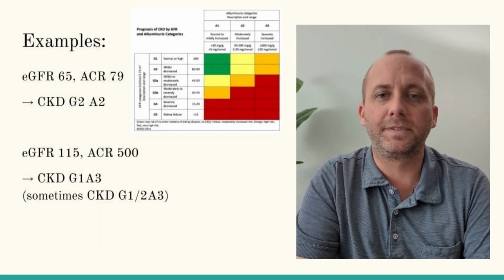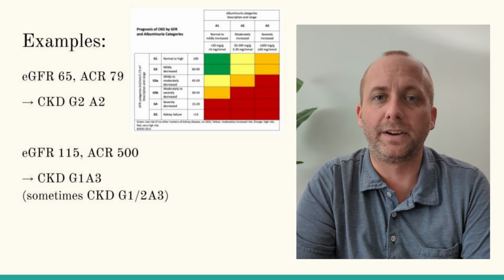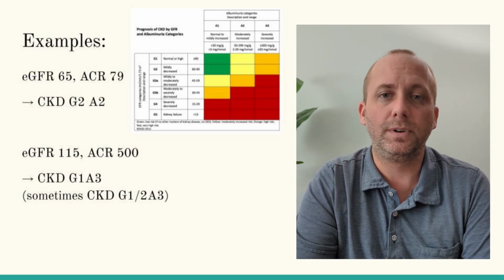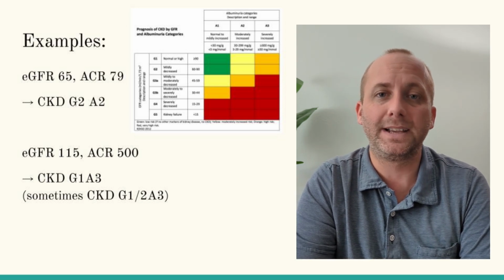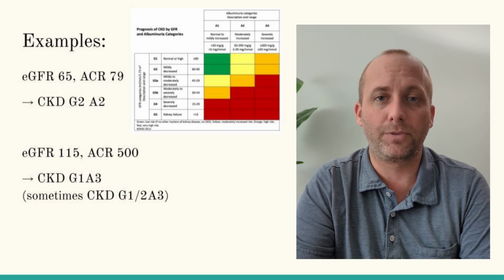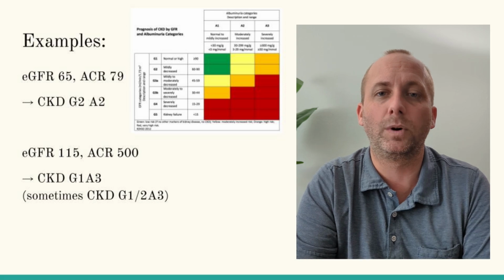So some examples of how you might see this reported. We have, for example, a patient with an eGFR of 65 and an ACR of 79. That would be CKD G2A2. And if we had another patient with an eGFR of 115 and their ACR was 500, that would be CKD G1A3. Having both of these pieces is really important so that we can see where they are on that heat map.